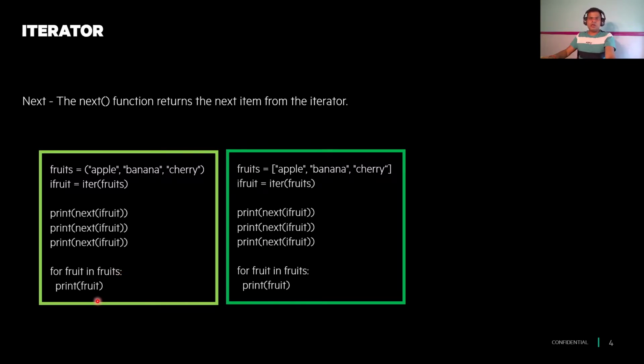Another thing I want to highlight, which we have already seen in the past, is that with the help of a for loop, we can iterate over all the items. The same thing happens as what we are doing here step by step, but these two things are very different, and that's where we want to learn what next does.